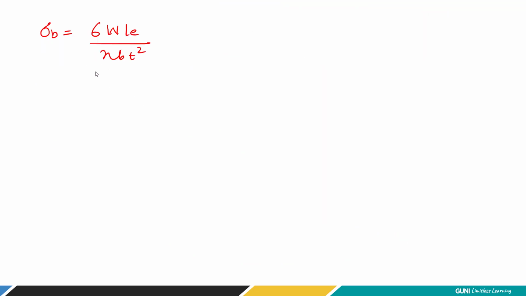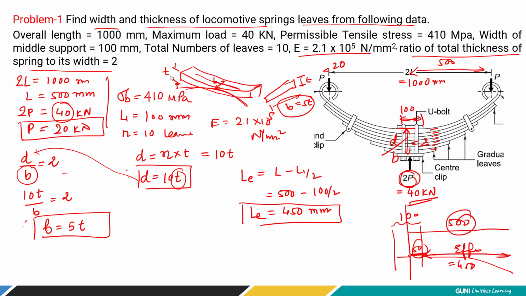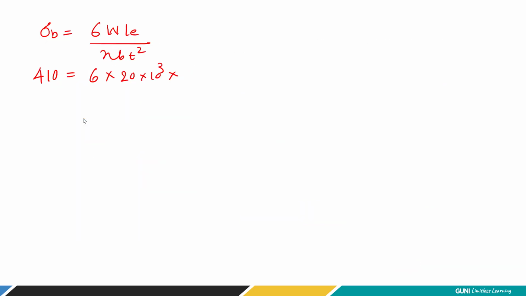Here the safe limit given to us is 410. Now the load is 40, so we are going to take 20 as described earlier. That load P, here we have written P, let me write W, okay? So that is 20 kilonewton. We cannot use 40. We have to divide the load in equal proportion to the 2 cantilever beams of a semi-elliptical spring. Now the effective length is 450 millimeter, that we found out.